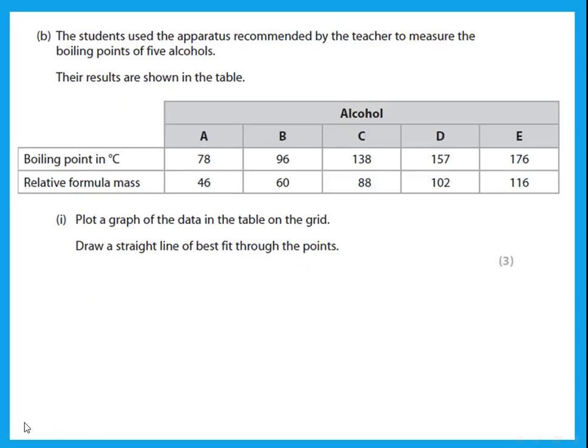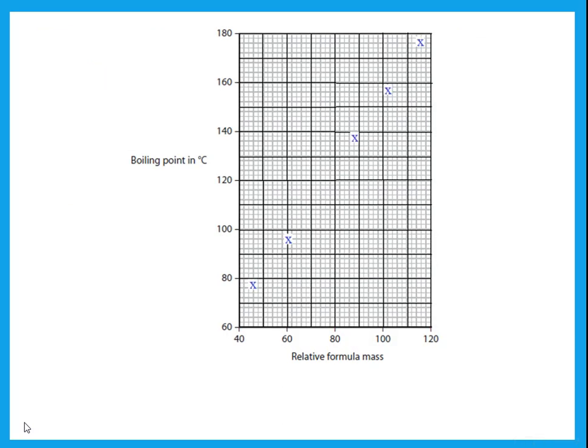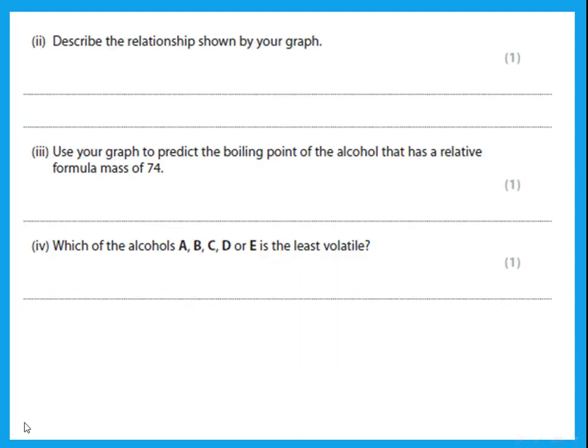The students used the apparatus recommended by the teacher to measure the boiling points of 5 alcohols. So he has A, B, C, D, E, and he measured the boiling point of each one. Plot a graph of the data in the table on the grid. Draw a straight line of best fit through the points. So when you tried, did you try drawing this? You should have tried drawing this. When you plot it, it looks something like this. And he said, draw a straight line of best fit. That means you draw a line that goes through as many of these points as possible.